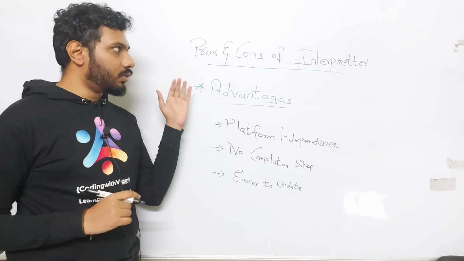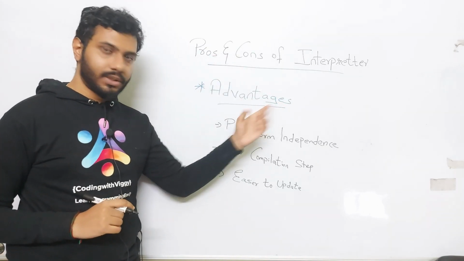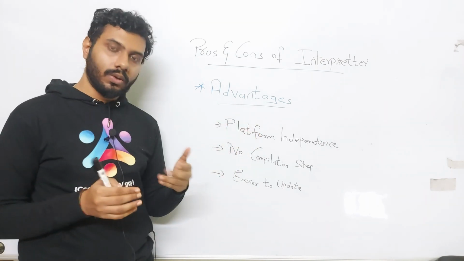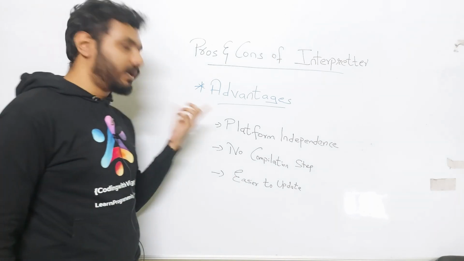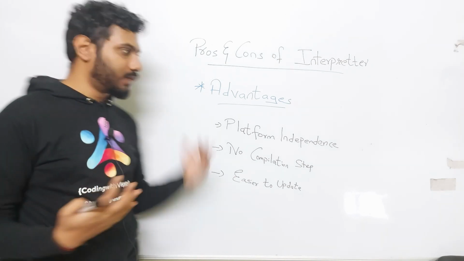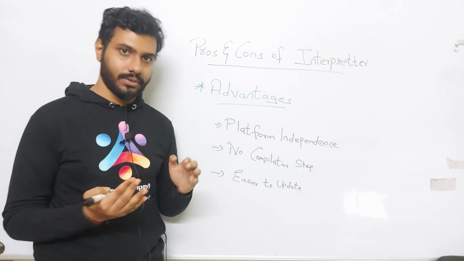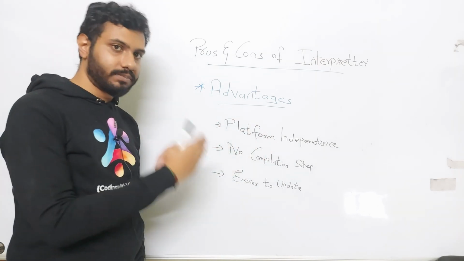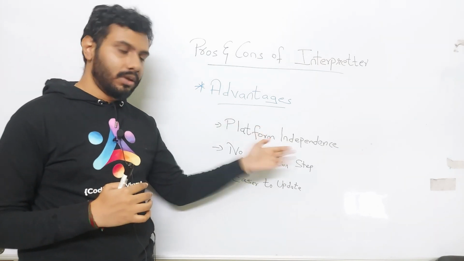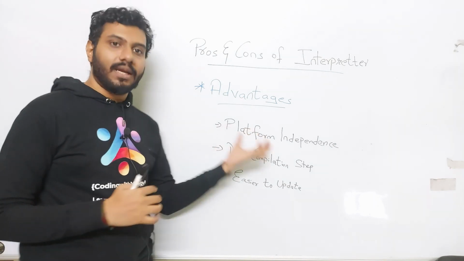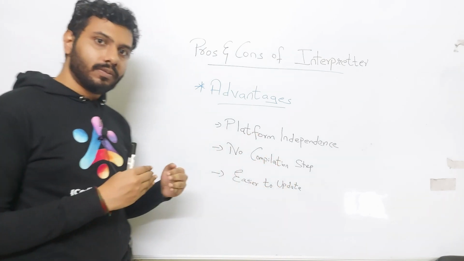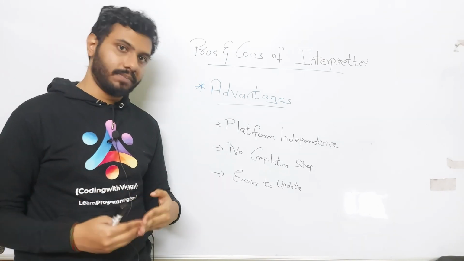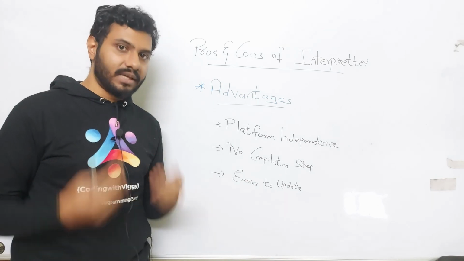Now we will talk about the pros and cons of the interpreter. First we'll talk about the advantages. You can get this question in an interview. If you're a fresher or experienced, they will ask what is an advantage of an interpreter, so you can add these 3 points. First one is platform independence. We have already seen the whole explanation of how it is platform independent. Next is no compilation step. This is something very unique in an interpreter, where you need not compile, and the code is directly executed.